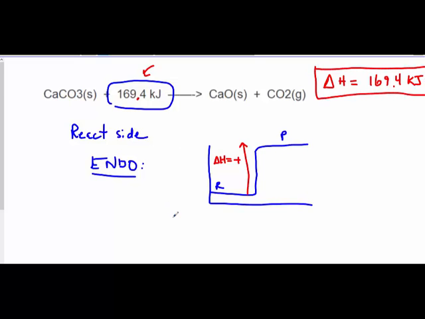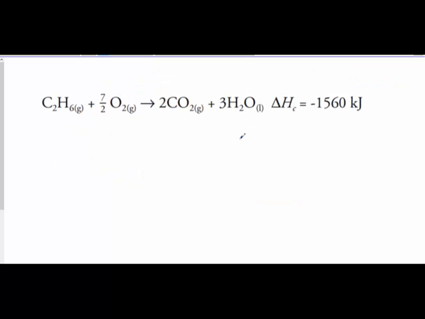Here's a reaction where we're given the delta H, and we need to know, is this an endothermic or an exothermic reaction? And again, sometimes you can memorize it, but just thinking about how we calculate delta H here is a great way to solve this. Remembering that we always subtract the reactants from the products.